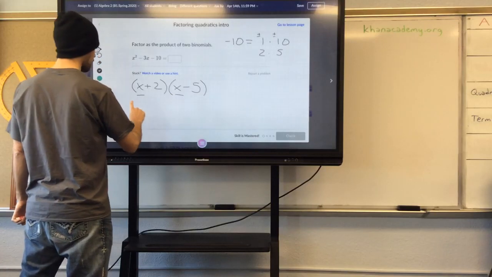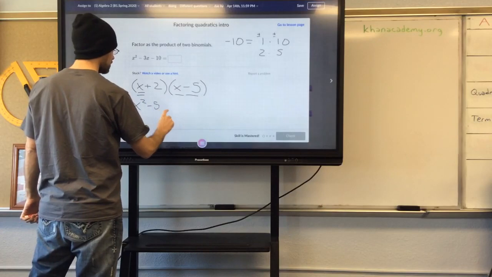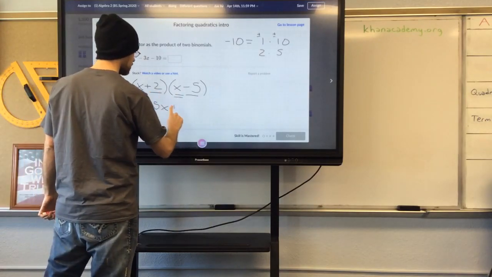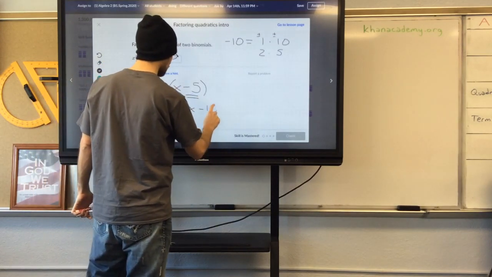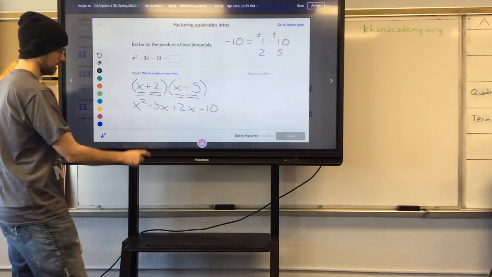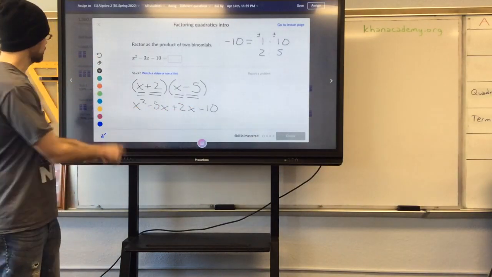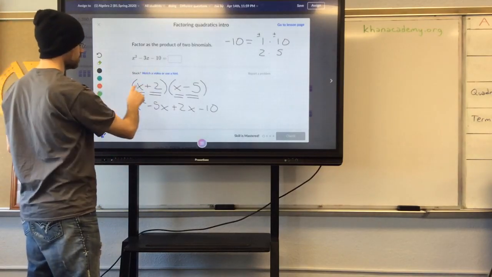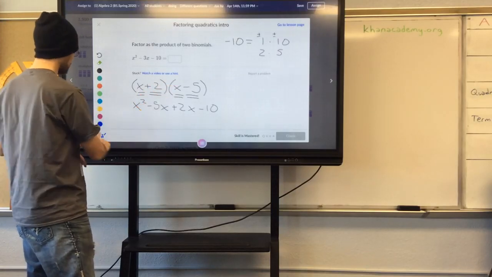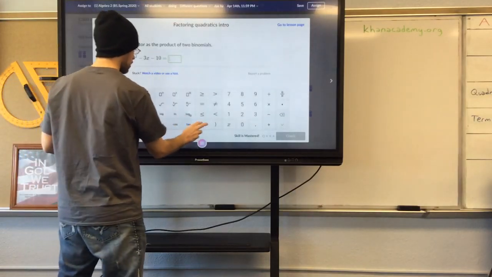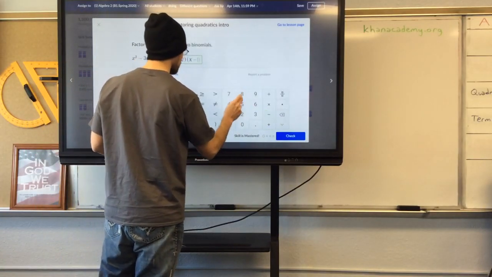X times x is x squared. X times negative 5 is negative 5x. 2 times x is 2x. And 2 times negative 5 is negative 10. Negative 5x plus 2x is negative 3x. So I've gotten the correct solution here. We're going to enter this expression in my box, x plus 2 times x minus 5.